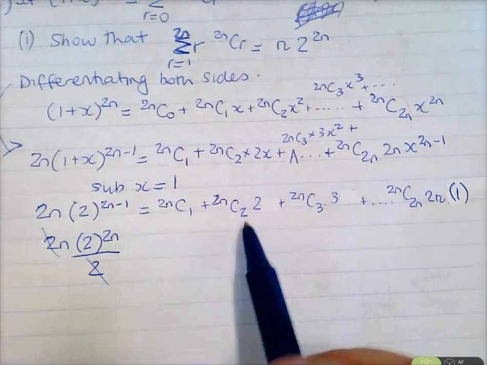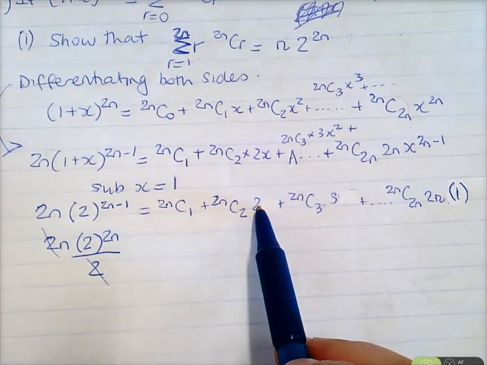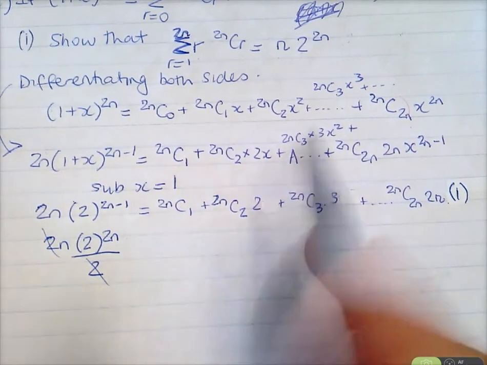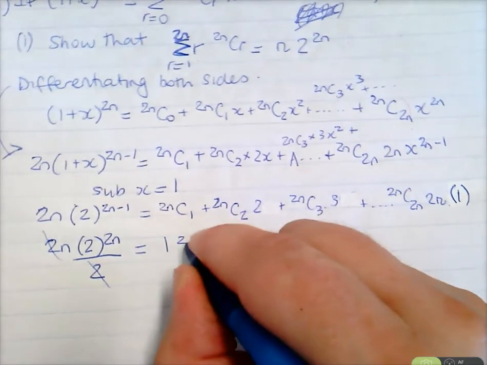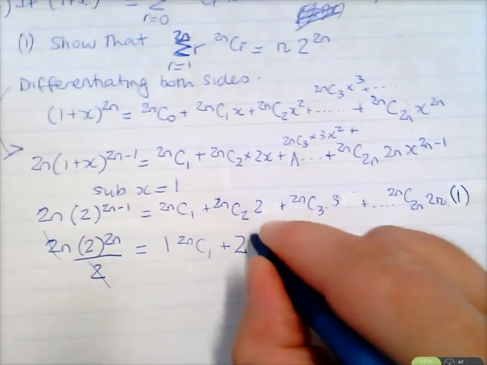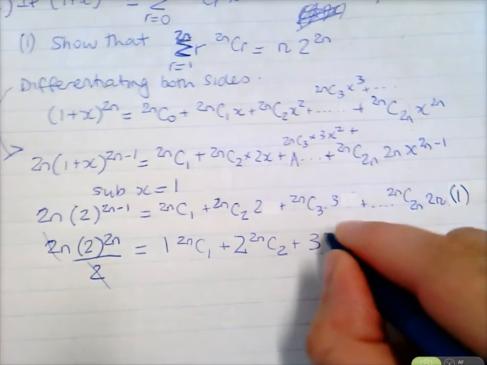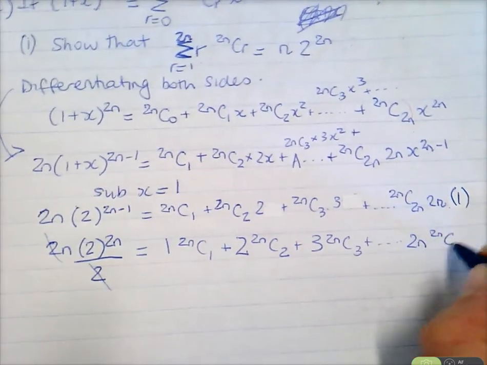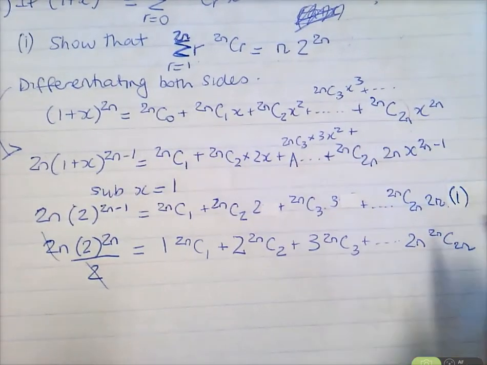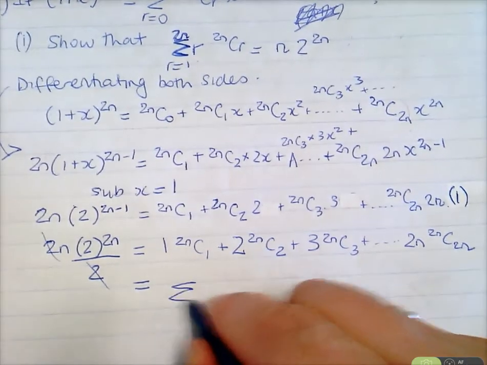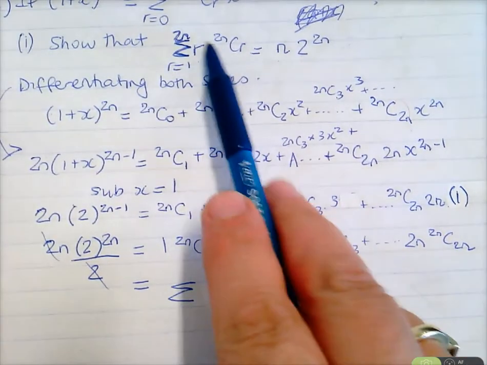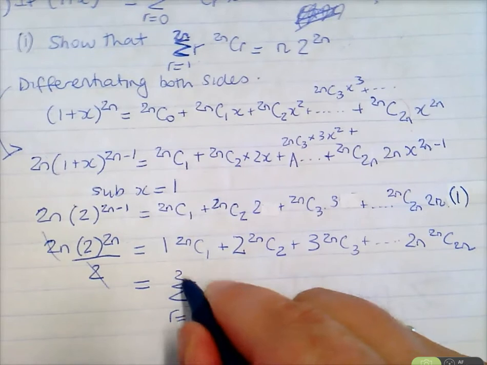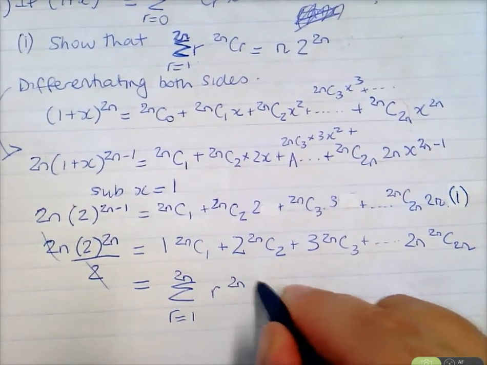Okay, over this side, I'm going to stick the coefficient. See how that's a little 2 and there's a 2? This is a little 3 and there's a 3. I'm going to write it equals 1 times 2nC1 plus 2 times 2nC2 plus 3 times 2nC3 plus, looks like I've got 2n times 2nC2n. Can you see the pattern? So, now writing that right-hand side as a summation pattern, just check, is it what they want you to have? It is. It's the sum from r is 1 to 2n of r times 2nCr.